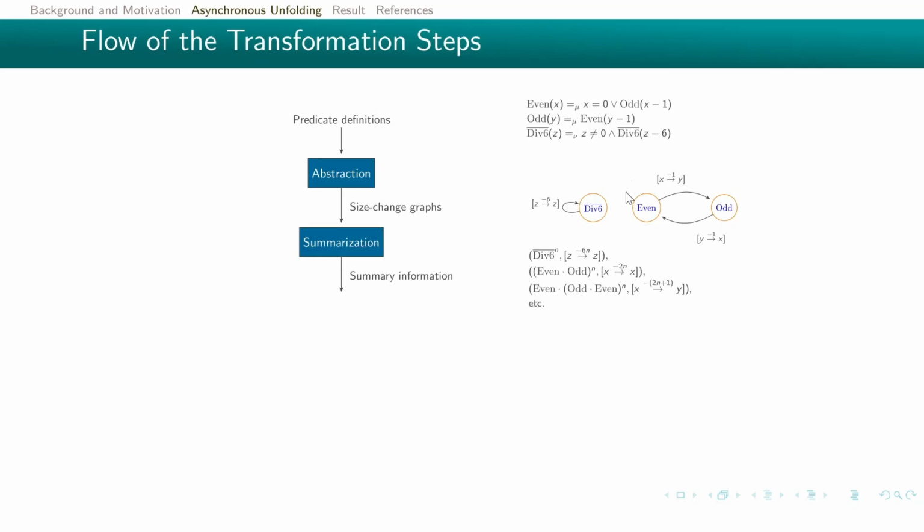In the next step, we construct summary information on all possible unfolding sequences. In this example, it shows that n times unfolding of dual of diff 6 gives a parameter size change of minus 6n. In another summary information, even is unfolded once, and then the odd and even sequence is repeated n times for unfolding, and so the size change is minus twice n minus 1.